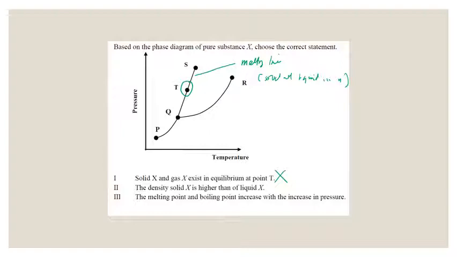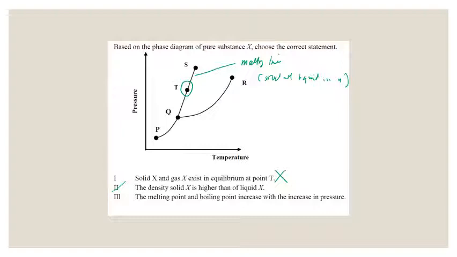The density of solid X is higher than liquid X. So, ini kalau kita tengok, ini mungkin adalah phase diagram bagi CO2. Kalau phase diagram bagi CO2, memang density untuk solid higher than liquid. So, the melting point and boiling point increases with increase in pressure.